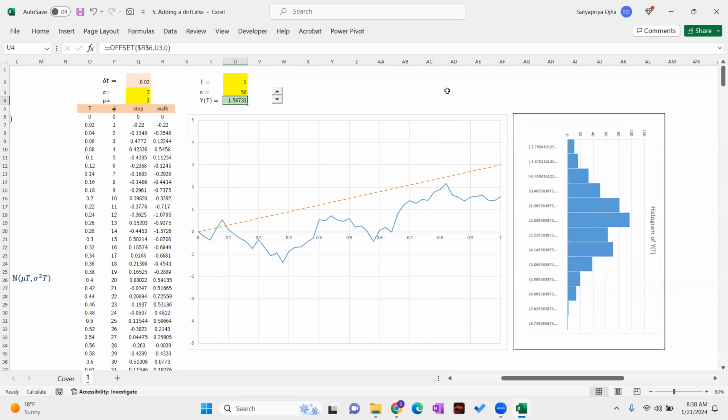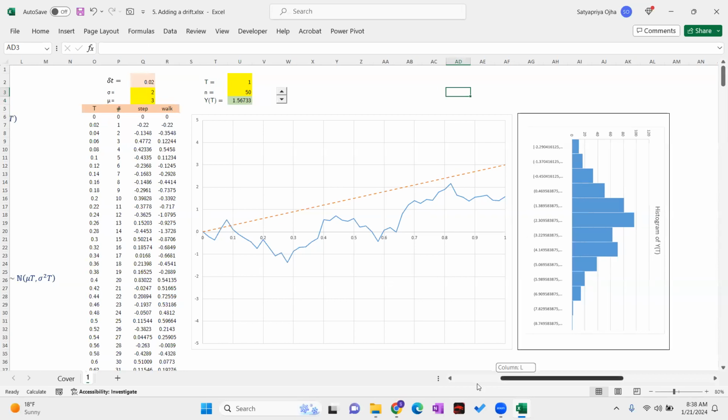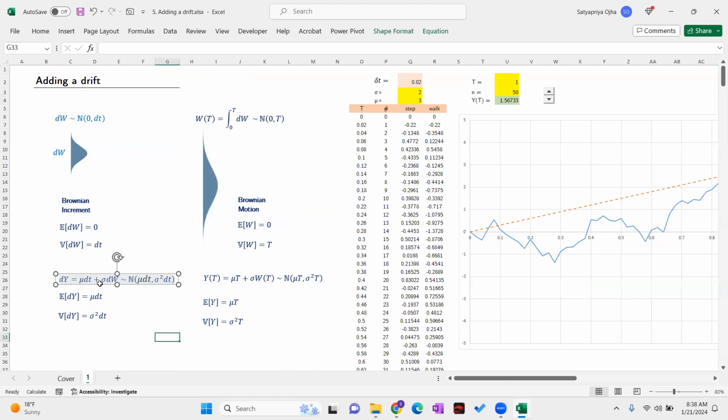What else? Is there anything that is missing? Well, before that, this process has a name. Who can tell me the name of the process? Those who have studied stochastic calculus or stochastic process, this particular process has a name. It is called ABM. Yes, arithmetic Brownian motion. This particular process is called arithmetic Brownian motion.